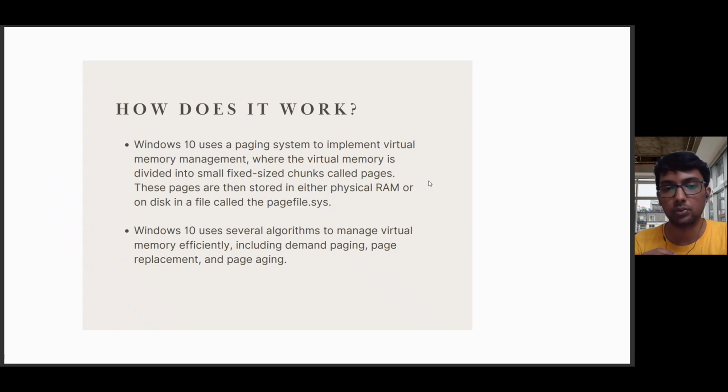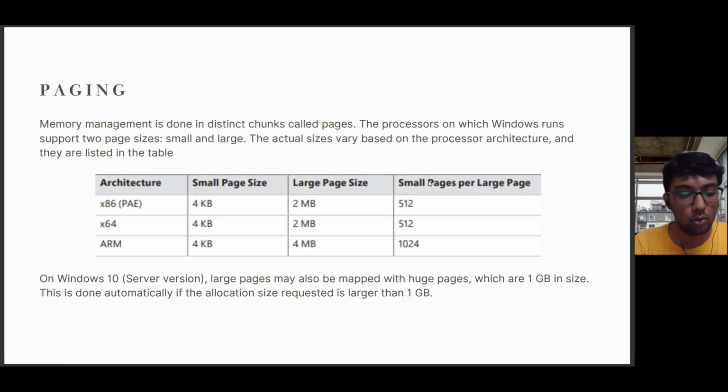Let us look at what is paging. The virtual address space is divided into equal sized chunks called pages, and similarly, the physical memory is also divided into equal sized chunks called frames. The sizes of frames and pages are equal. Windows 10 supports two page sizes depending on the processor type. In the given table, we can see one small page size and one large page size. In the Windows 10 server version, large page sizes can also be mapped to huge pages of size 1 GB. This is done automatically when the allocation size exceeds 1 GB.